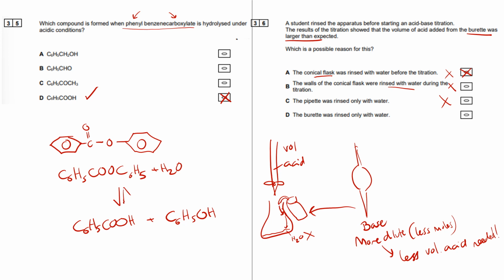And finally, statement D, the burette was rinsed with water. So if I rinse the burette with water, that's going to dilute the acid, or the concentration of acid is going to go down. So to make sure I've got the same moles of acid reacting with the base, I'm going to need a greater volume of the acid. The volume from the burette is larger than expected. So statement D is correct there. And I can correctly cross that in row D there.